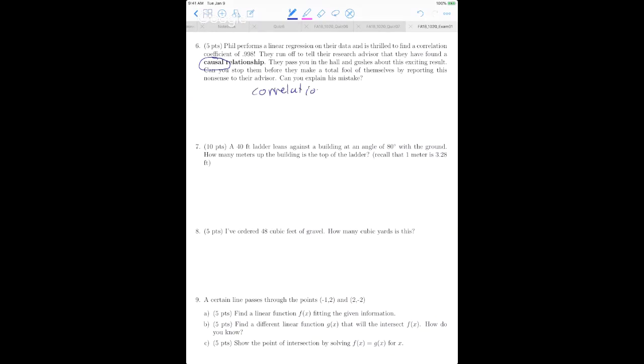Correlation is not the same thing as causation. Two factors could be caused by a third factor that would make them correlate but not cause each other. Yeah, it's that simple, y'all.